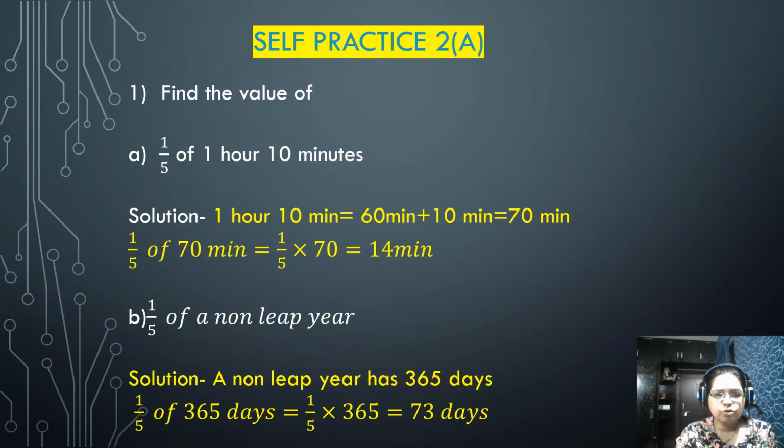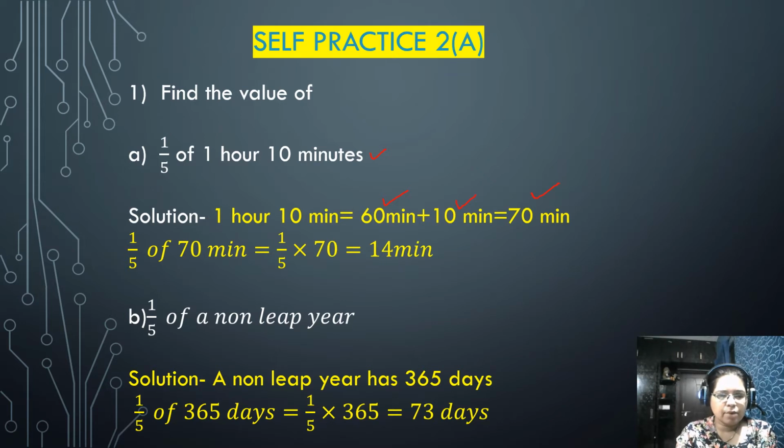Now we will solve question number 1. Question number 1, part A, is: find the value of 1 by 5 of 1 hour 10 minutes. We know 1 hour is 60 minutes. We have to convert hours to minutes. So 1 hour 10 minutes is 60 minutes plus 10 minutes, which is 70 minutes.